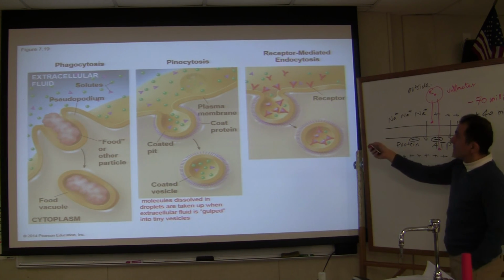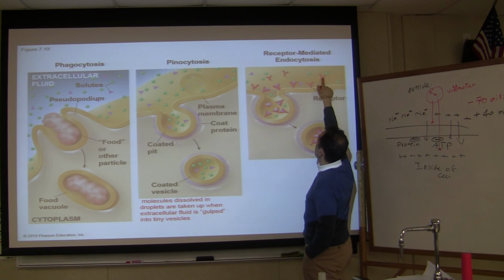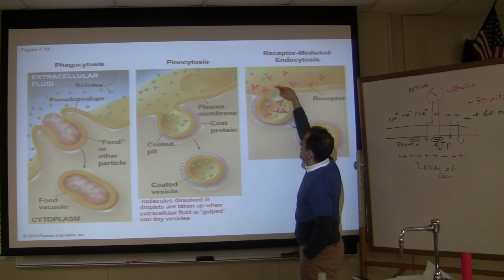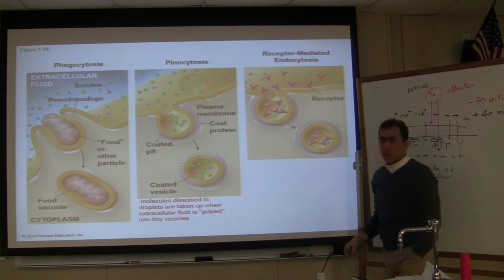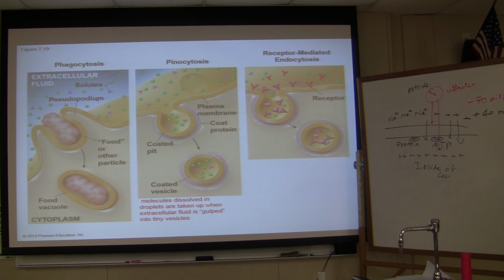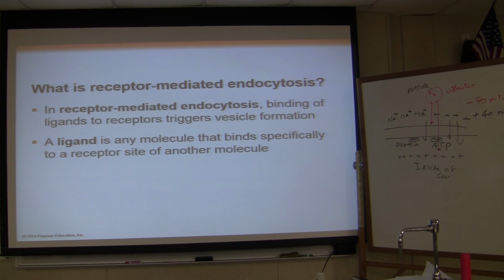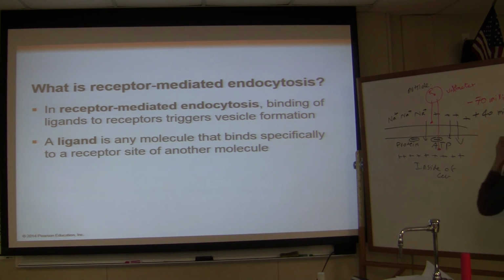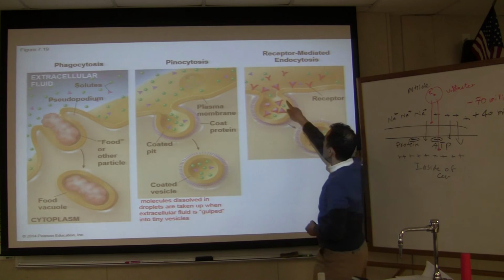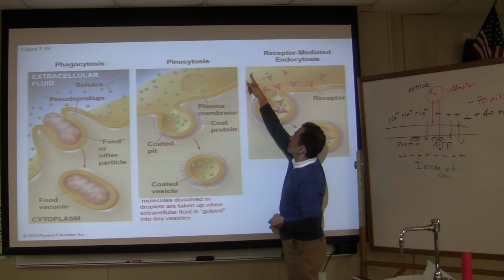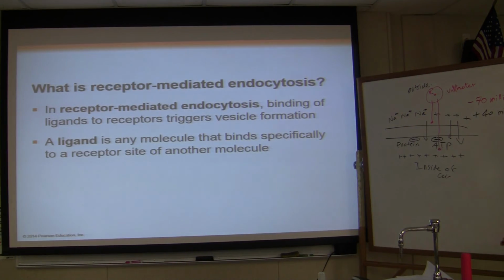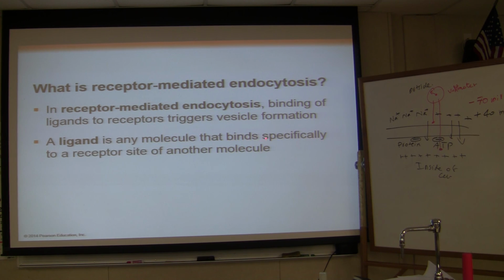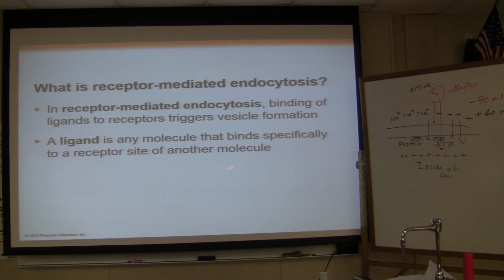And then receptor-mediated: these Y shapes are receptors. When this triangle is attached to them, they form a vesicle, and then the vesicle goes inside. That's receptor-mediated endocytosis. In receptor-mediated endocytosis, there is binding of a ligand. The triangles are referred to as ligands. When a ligand attaches to a receptor, it triggers vesicle formation. A ligand is any molecule that binds specifically to a receptor site of another molecule.